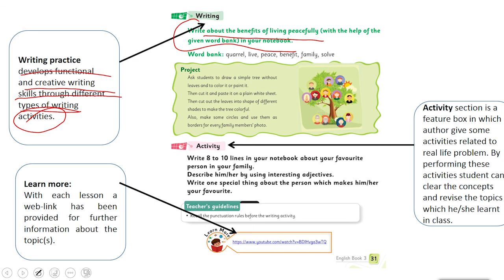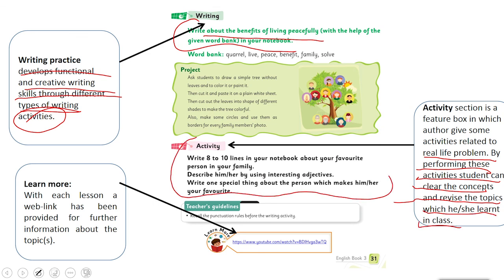The activity section is a feature box in which the author gives some activities related to real life problems. By performing these activities, students can clear the concept and revise the topics which they learned in class. These are fun activities which are related to the main content of the lesson or may be related to pronunciation or grammar skills. Write 8 lines in your notebooks about your favorite person in your family. This lesson is about family values, so you can see here the activity is also related to it. Describe him or her by using interesting adjectives. The use of adjectives is also there. Write one special thing about the person which makes him or her your favorite.